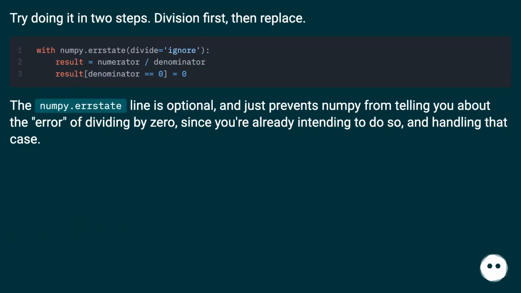Try doing it in 2 steps. Division first, then replace. The numpy.errstate line is optional and just prevents numpy from telling you about the error of dividing by 0, since you're already intending to do so and handling that case.